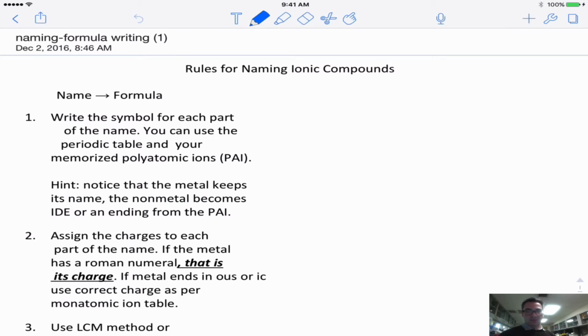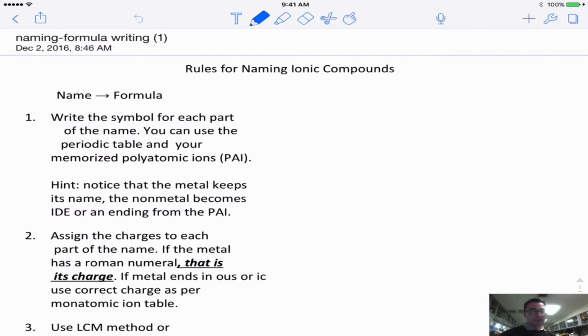Alright, welcome everybody. So today we're going to do a video on naming and formula writing for compounds. Hopefully by the time that you are watching this video, you have memorized all of the polyatomic ions and all of the monatomic ions. Memorizing both of those really is key to you being able to do this more easily.